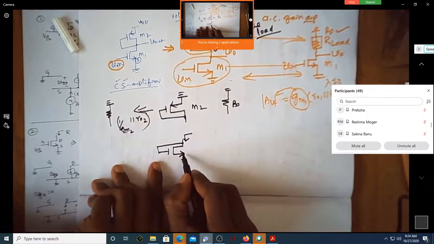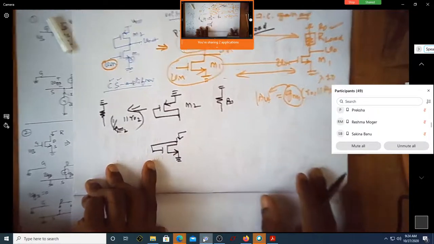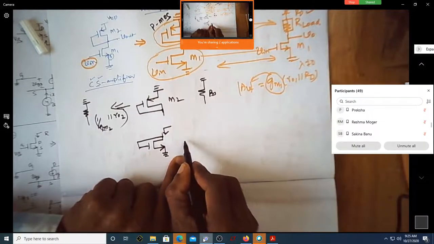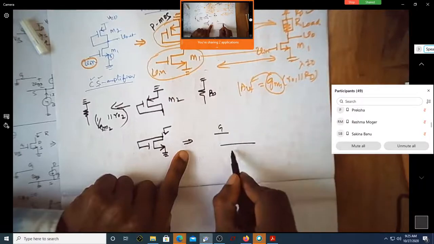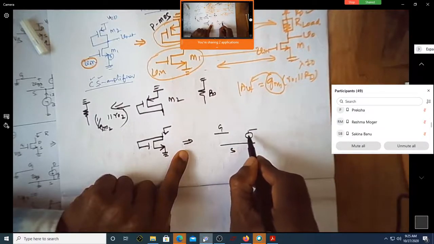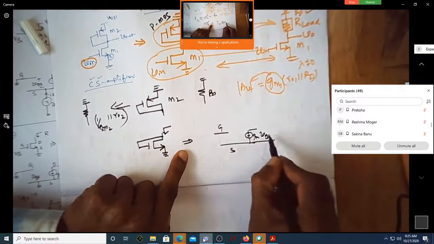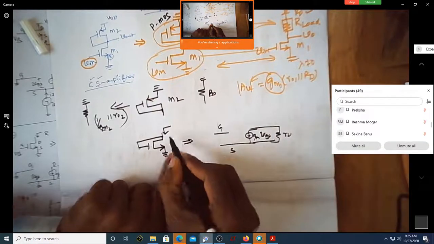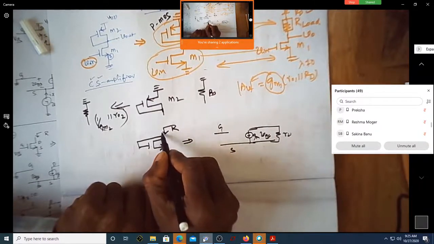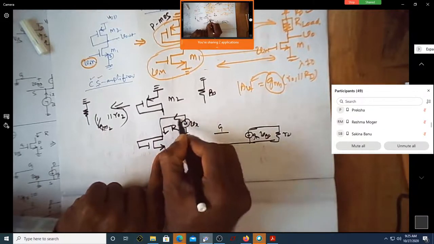Is the source grounded? Yes, sir. Are the gate and drain shorted? Yes, sir. What I'll do is I will write the equivalent circuit of this. So this is gate, this is source, this is gm into VGS, and this is r0. Am I correct? Since I want to find what is R here, I'll connect a dummy source.